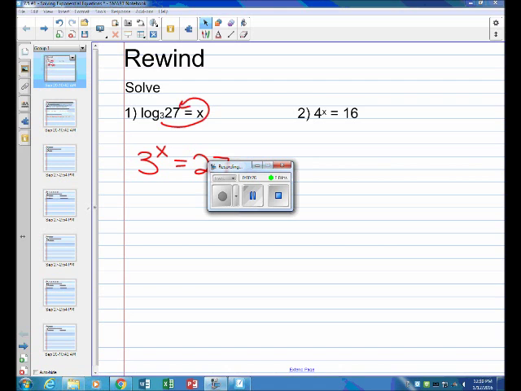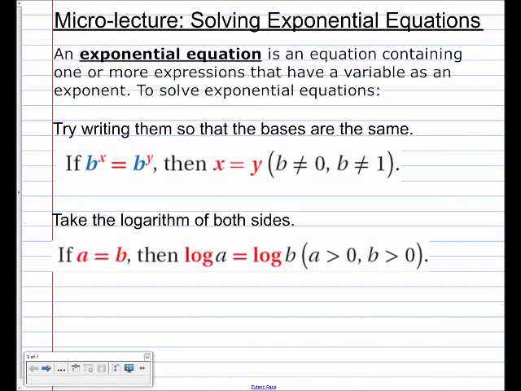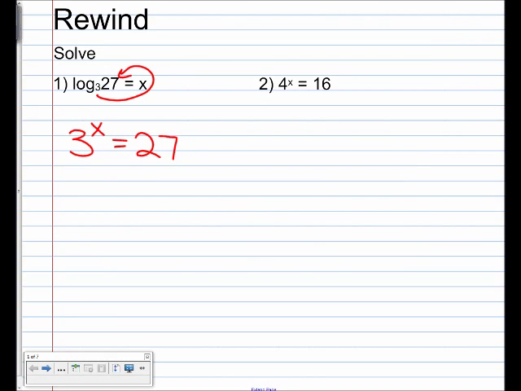But the one we're going to focus on today actually has to do with Thursday's lesson. That was the properties of logarithms. We'll be using some of those again today. So today is all about solving exponential equations.